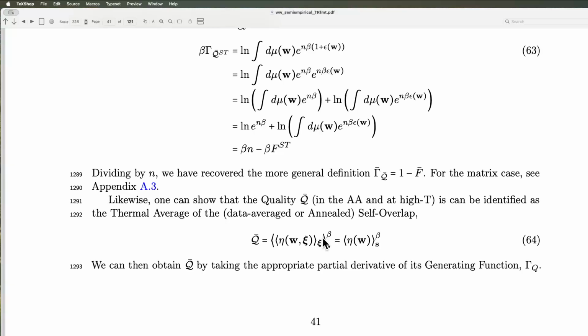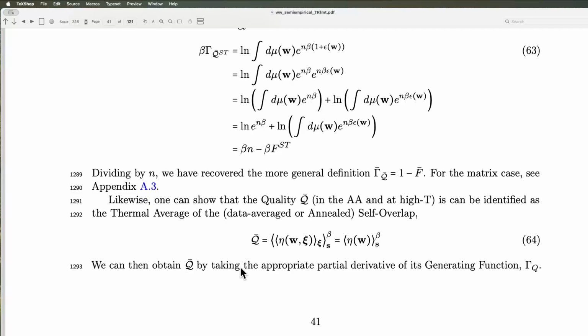And this, of course, should be in 64. There should be an N here because it's an average over all N data points, and so you end up with this average over the self-overlap. So the average quality is the average of this self-overlap. It's the thermal average of the self-overlap. This is a core result, equation 64, which we're going to use later. This will be the object which gets generalized for the matrix case.